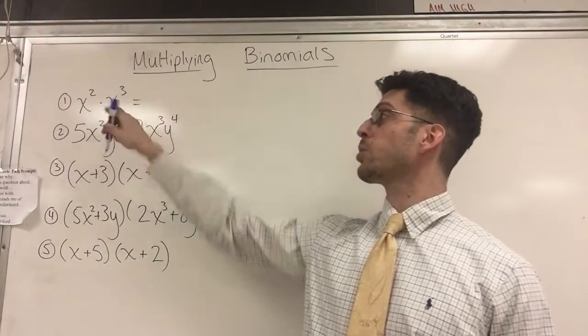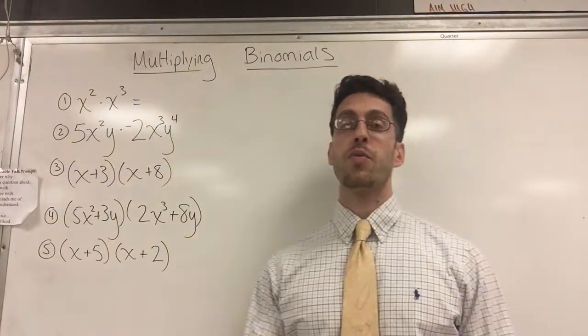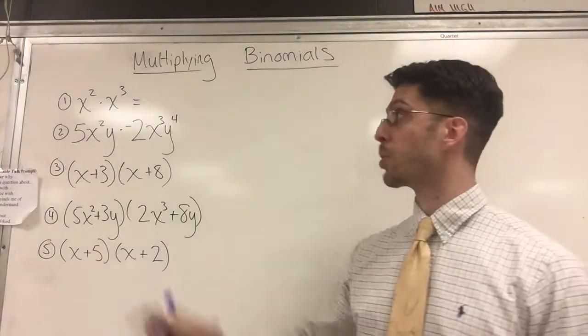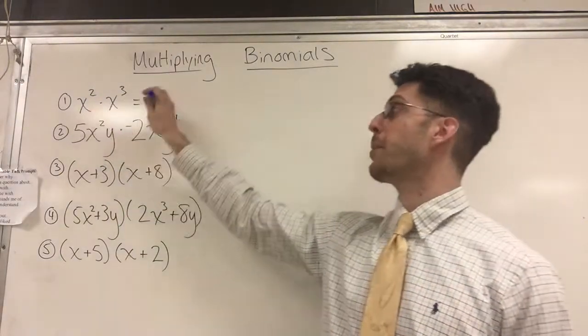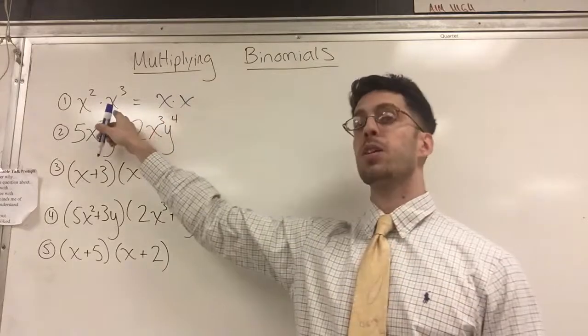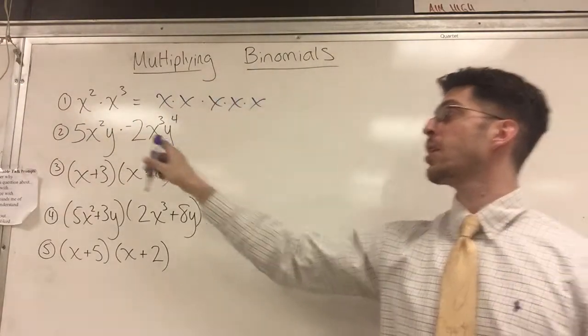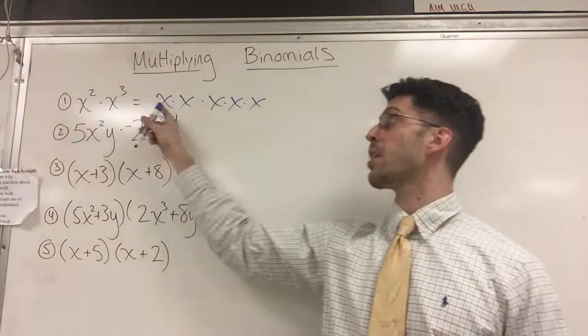Number 1, I want to multiply x squared times x to the third. So for you to remember this rule, hopefully by seeing it, it'll help you. I'm going to expand x squared. That means x times itself. I'm going to expand x to the third. That means x times x times x. So this is really saying this.